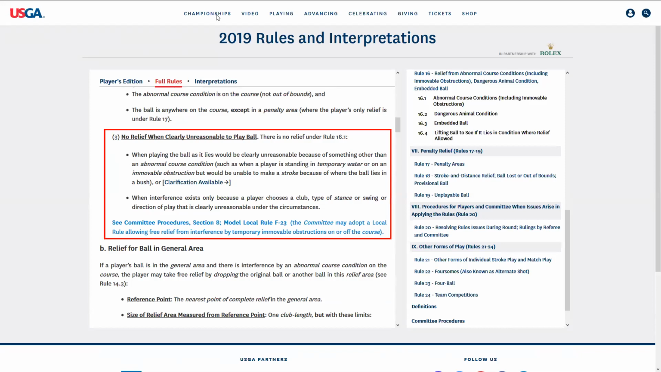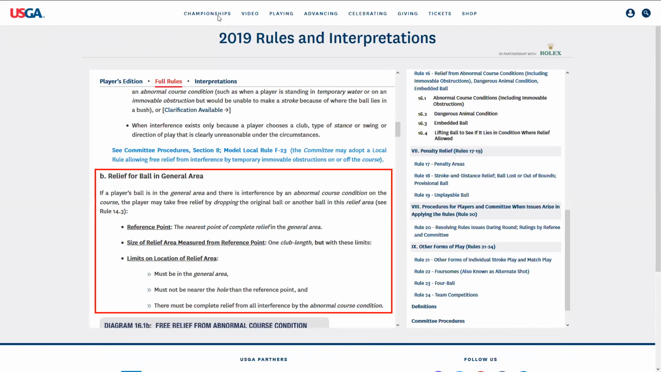All right, now we're going to go through the examples of how you take relief for a ball in the general area, how you do it under a bunker, how you do it on a putting green, and how you do it if you can't find it. 16.1b. The player's ball is in the general area and there is interference by an abnormal course condition on the course. The player may take free relief by dropping the original ball or another ball. You're taking relief so you can substitute. You must first find the nearest point of complete relief.